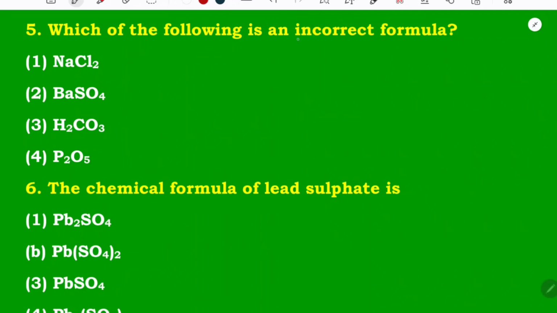Question: which of the following is an incorrect formula? Observe this, not the correct formula, the incorrect formula. Starting with NaCl, which ions are there? Na plus and Cl minus. In crisscross we get NaCl. Here NaCl2 is given, and he is asking for the incorrect formula. So the answer is NaCl2. The remaining ones we can check.